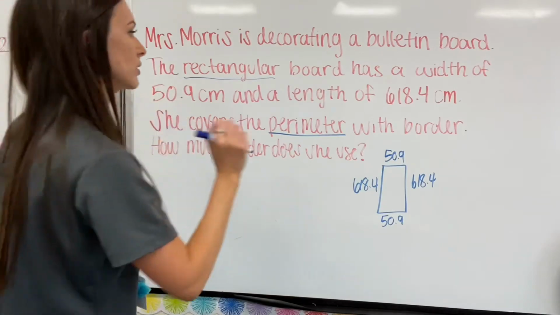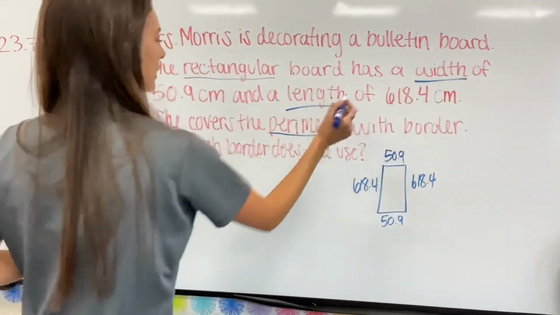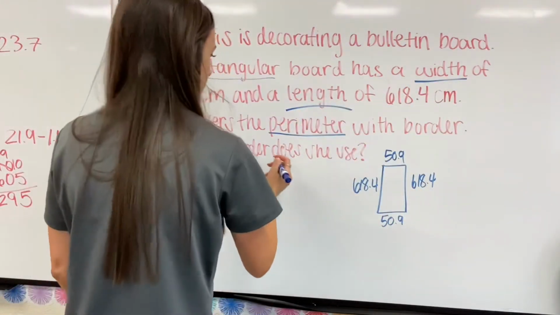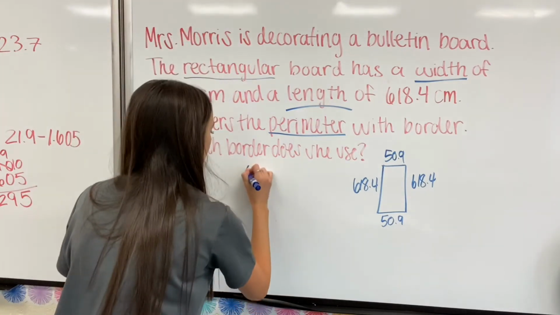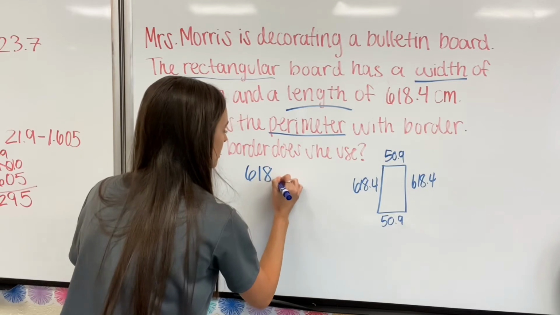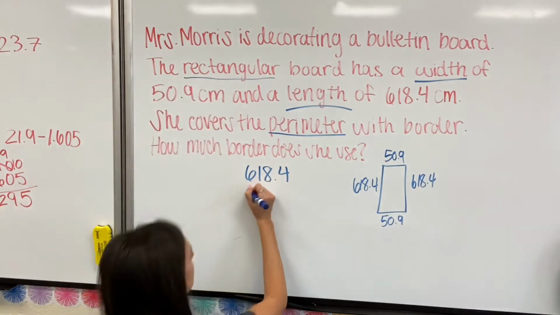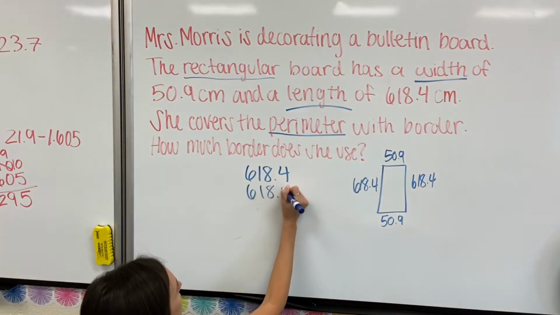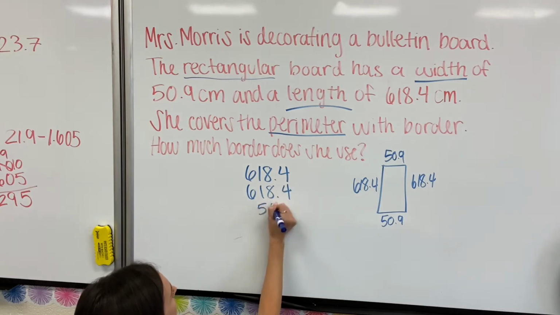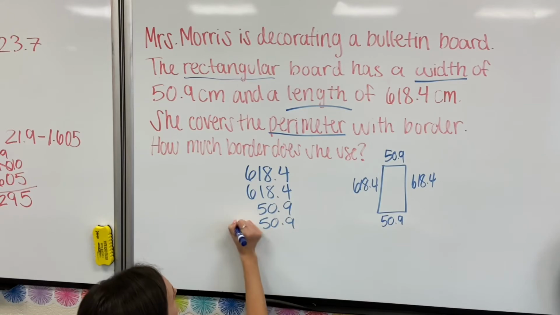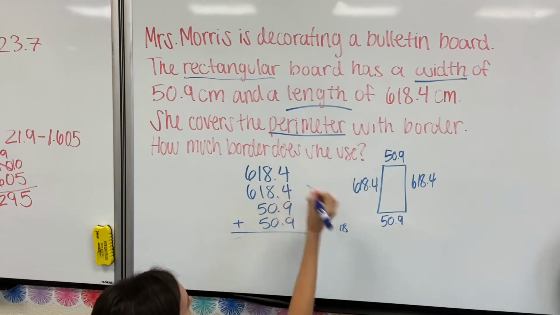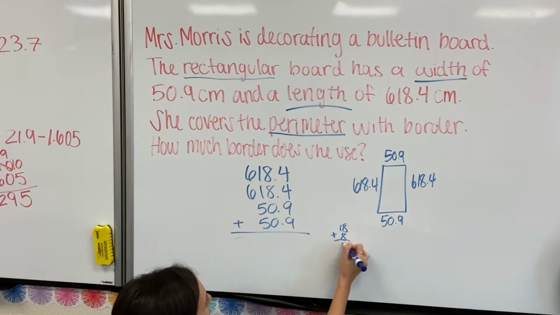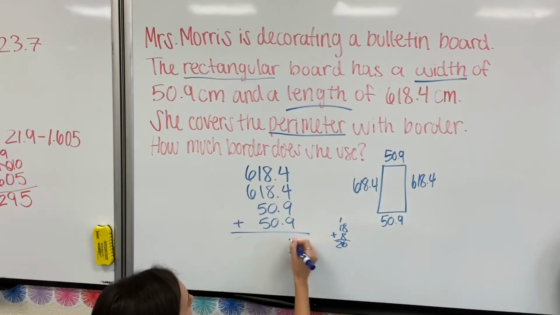All right, I know what my width is, my length is, so let's see what you guys got. So when I add together 618.4, 618.4, 50.9, 50.9, I know that 9 plus 9 is 18, 4 plus 4 is 8. When I add those two together, 8 plus 8 is 16, 26.